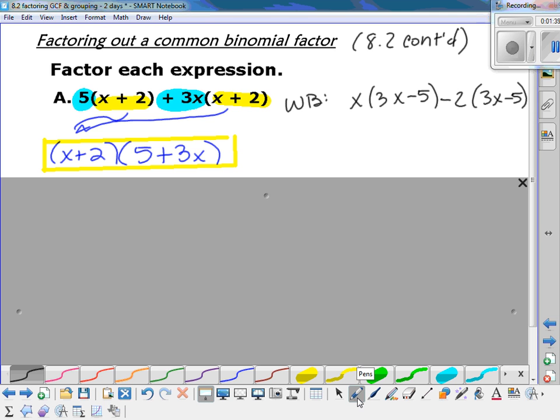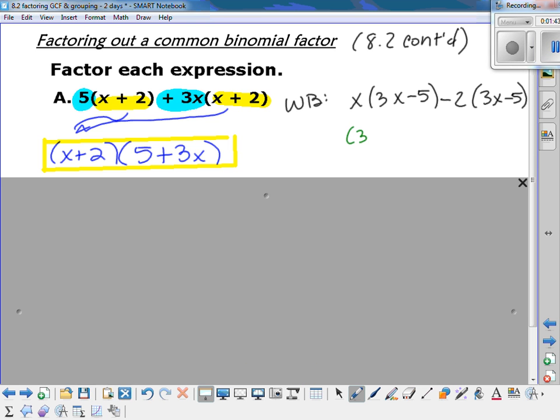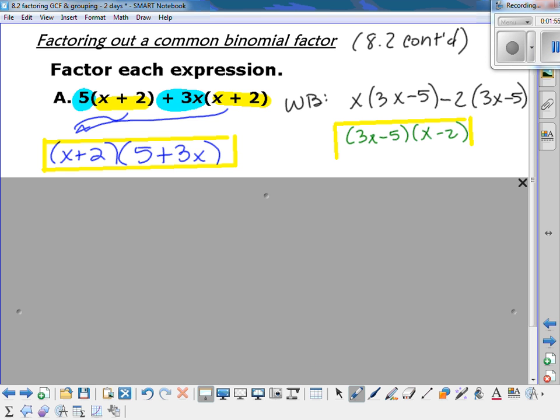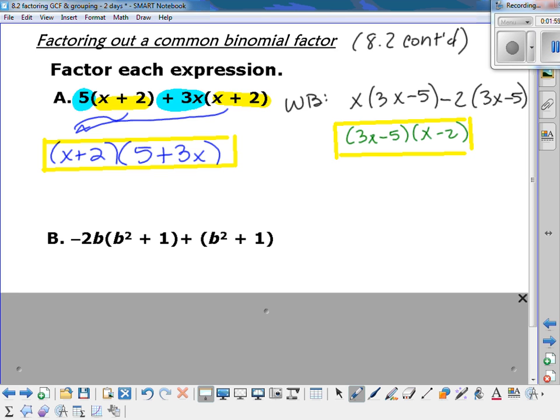All right, looks like most of you are getting it right. We take out the 3x minus 5, and we're left with x minus 2. Now, do you have to write it in that order? No, multiplication is commutative. So if you write x minus 2 times 3x minus 5, that's correct also, okay? Whichever way you prefer is fine. All right, this is for your notes.